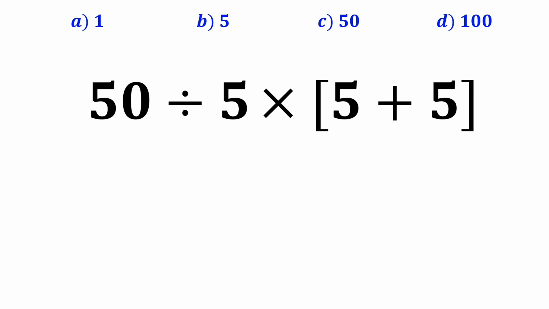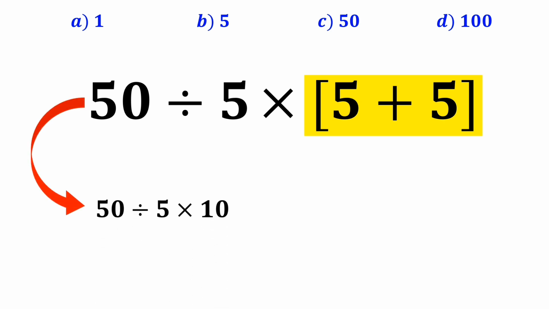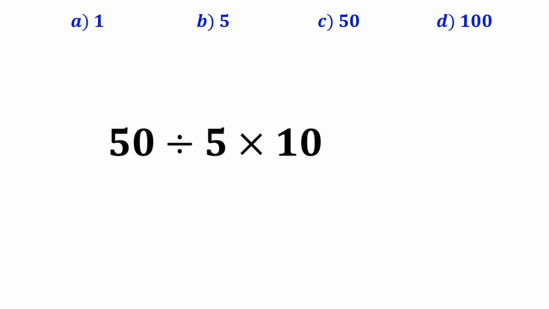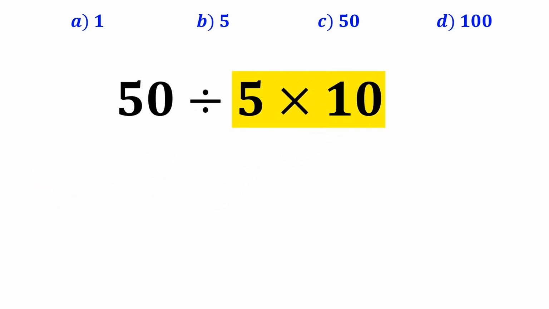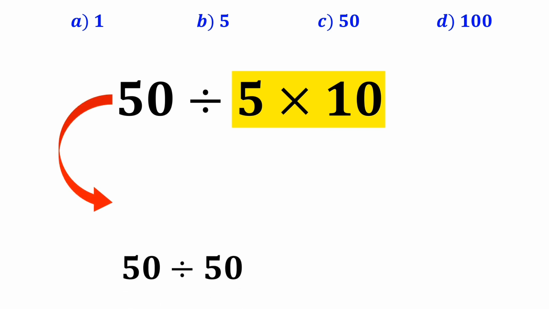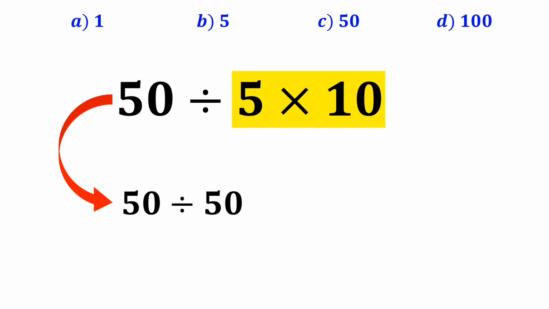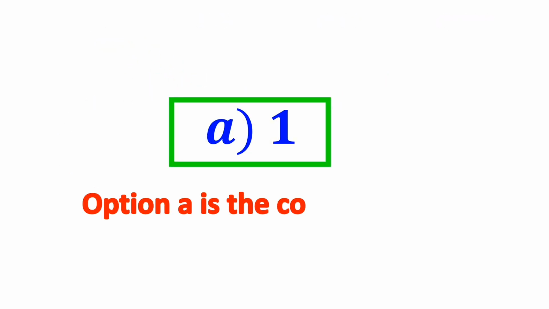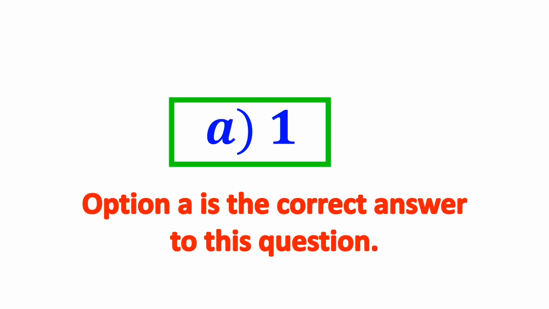In the first step, most people start by solving the expression inside the brackets and replace it with 50 divided by 5 times 10. In the next step, they go for the multiplication between 5 and 10 and replace this expression with 50 divided by 50, which finally gives them the answer 1. And immediately, they say that option A is the correct answer to this question. But it's not the correct answer.